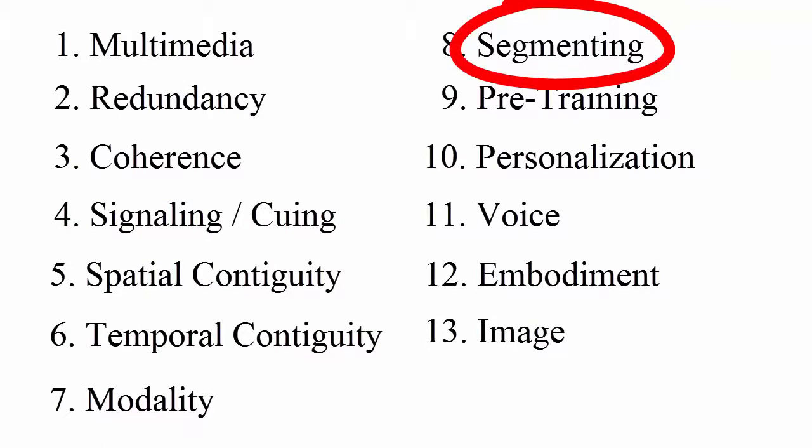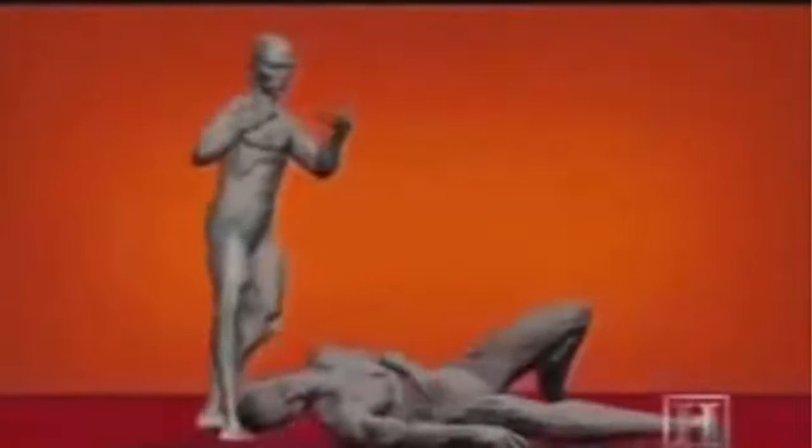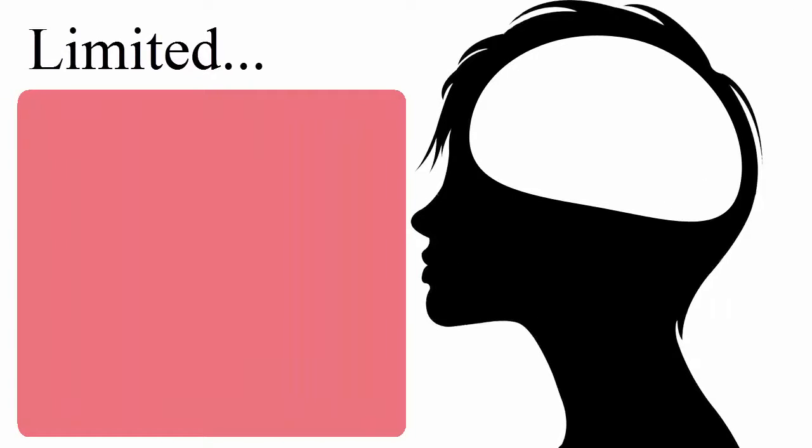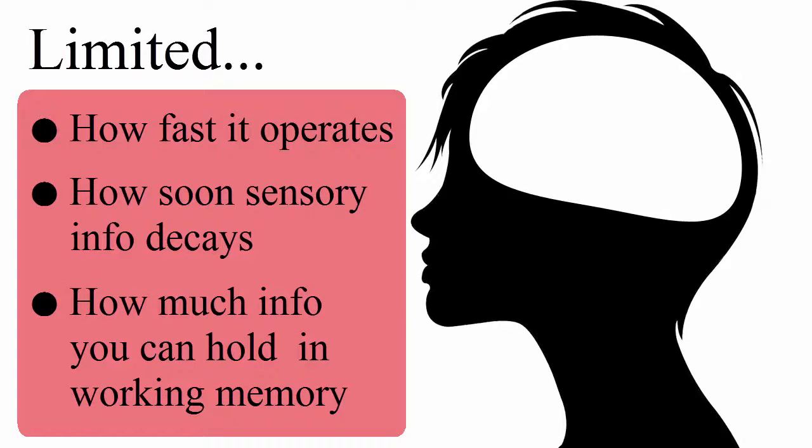Segmenting principle. When we try to understand a complex concept or system, and also when we try to perform a complex skill or technique for the first time, we usually can't quite grasp the whole concept, system, or skill. It's because a human brain is somewhat limited in terms of how fast it operates, how soon sensory information will decay, and how much information you can hold in your working memory at any given moment.